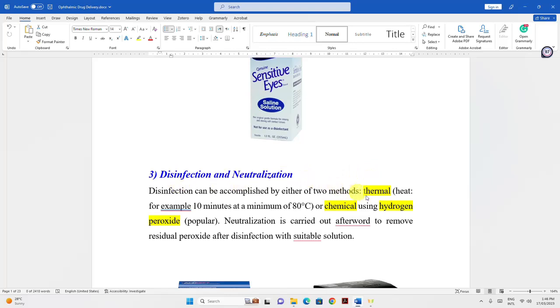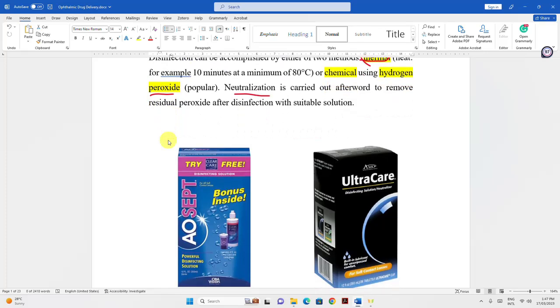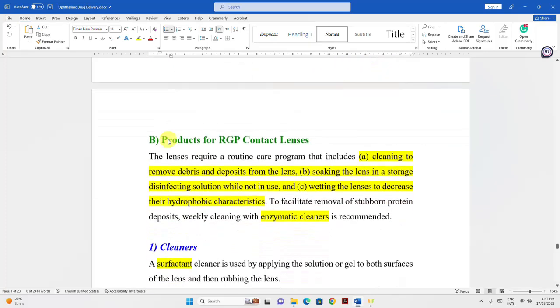For disinfection, we either disinfect thermally, meaning put it for 10 minutes in water at a minimum temperature of 80 degrees Celsius, or chemically using hydrogen peroxide, and this is the more popular way. But after that, you need to neutralize or remove any hydrogen peroxide so that it doesn't irritate the eyes.